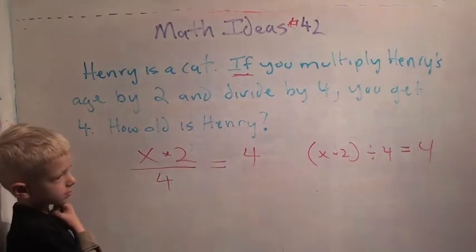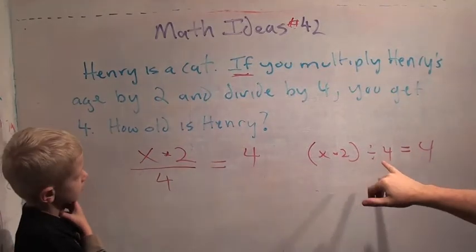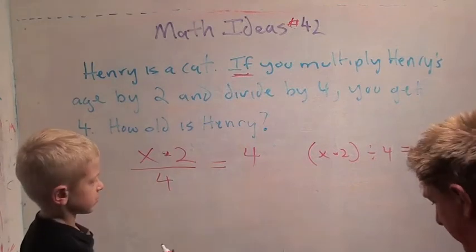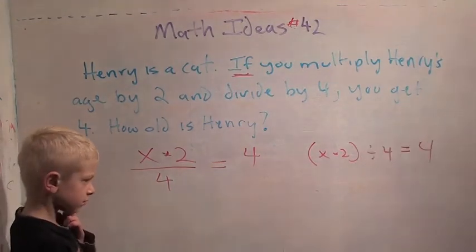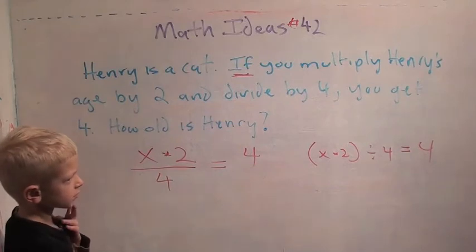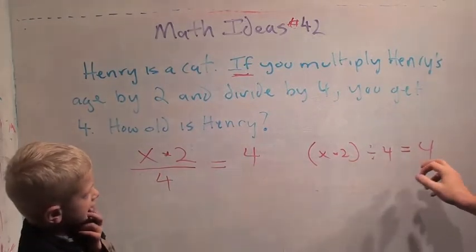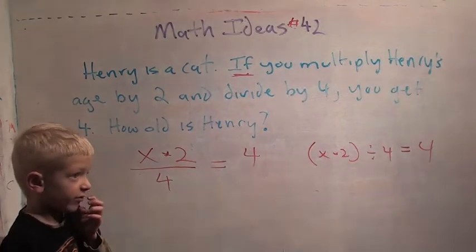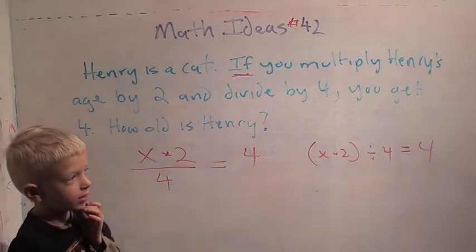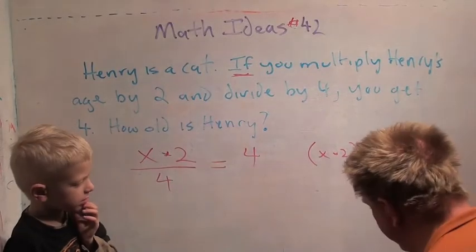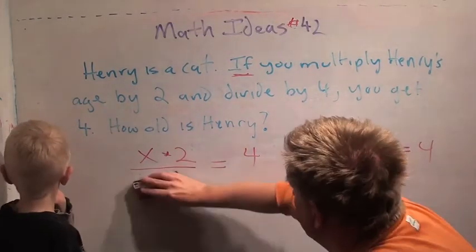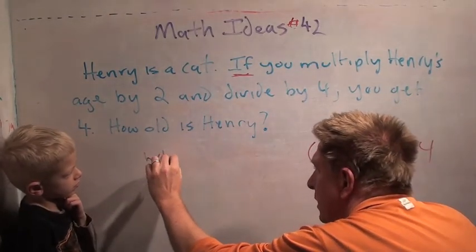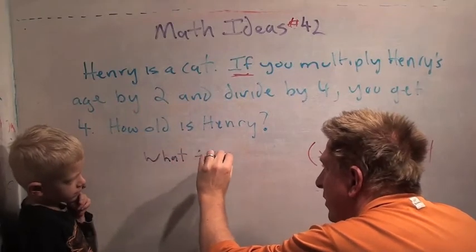So we have a tricky thing here. The first thing we have to figure out is what divided by 4 equals 4? Here, you have a marker. You can think about that if you want. What divided by 4 equals 4? Let's see if we can figure this out. What divided by 4 equals 4?